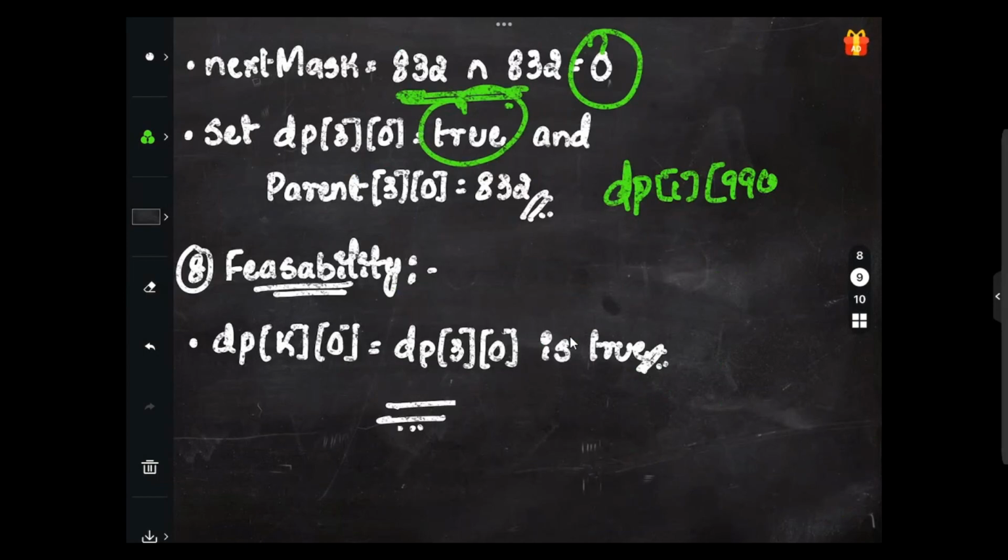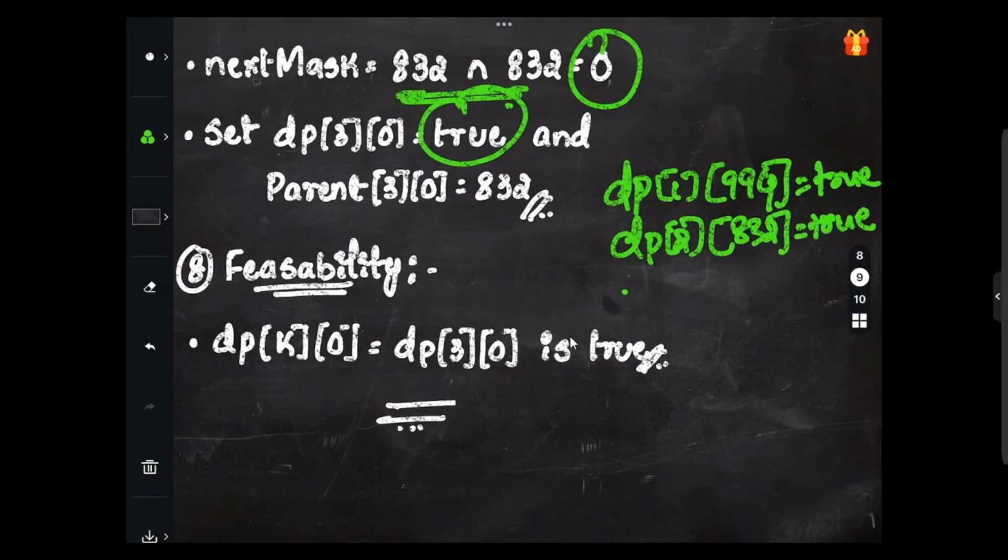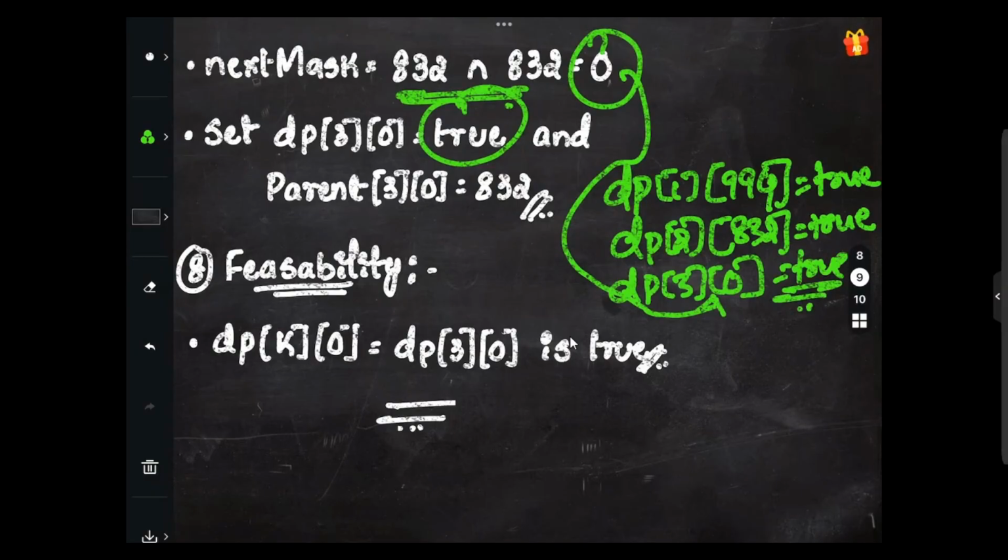So DP of 1 and 994 we have set to true for the first one. For the second one, DP of 2, 832, we had set this one to true. And finally we went with DP of 3. This time we have got the value 0 here, right? So this 0, again we'll be setting to true. So now we are done with this part.